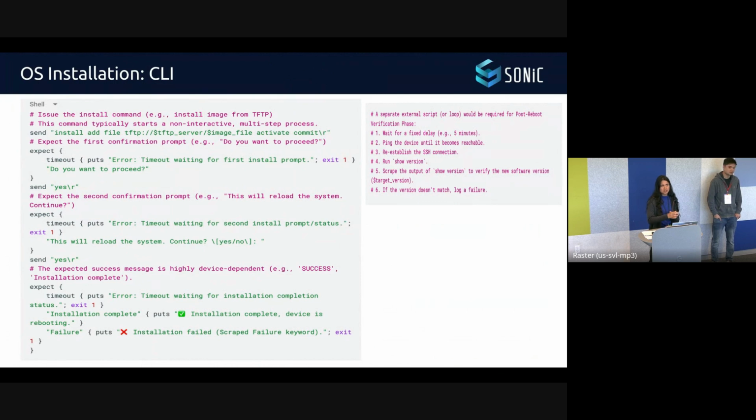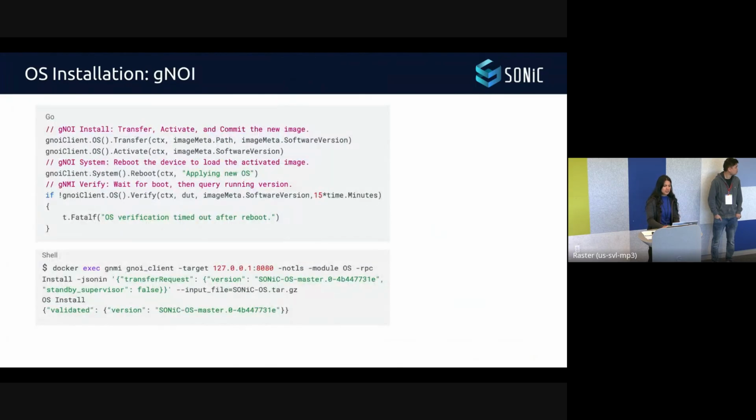So in all these steps, as Dawei mentioned, there are a lot of cases where if the CLI output changes or the messages change, things in the pipelines get affected. And with gNOI, for OS installation, we have RPCs that directly target this. We have Transfer, Activate, and Verify.